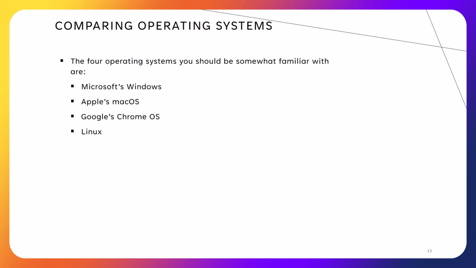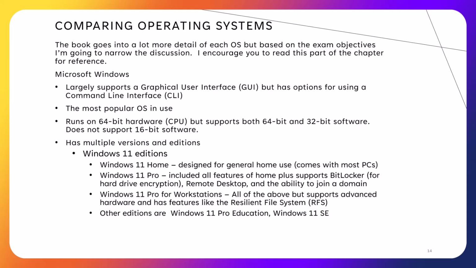Now, the four operating systems that you should be familiar with for this exam are Microsoft's Windows, Apple's Mac OS, Google's Chrome OS, and Linux. At this point, I'm going to vary from the way your book covers it. I encourage you to read the book. The book covers it in a fashion that talks about different versions of Windows and how they look and feel. So again, I encourage you to read that part of the chapter.